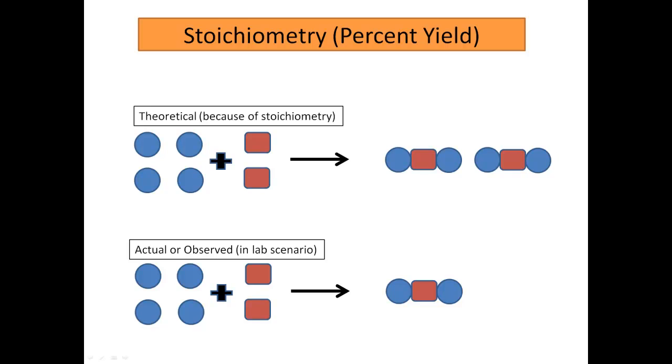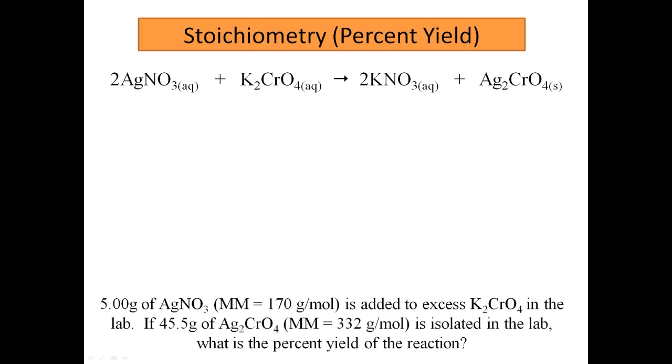Imagine we had a theoretical yield because of stoichiometry, where we had 4 blue circles adding to 2 red squares, and they make 2 molecules of each having 2 blue circles and 1 red square. You can see stoichiometrically everything should be used and it should be perfect. But in the actual part, or the observed part in the lab, we only produced one of those molecules. You see, we only produced 50% of what we should have produced theoretically. That would give us a 50% yield.